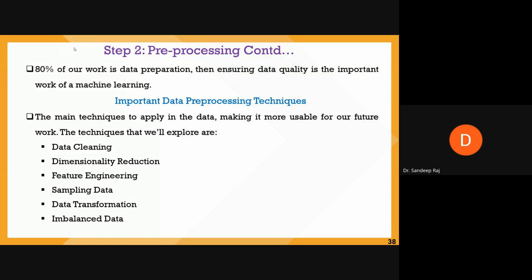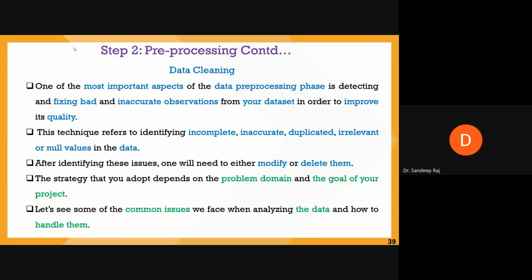80% of our work was involved in the data preparation, because the data we collected was from the ground. So ensuring data quality is also important for machine learning work. There are main techniques to apply to the data to make it more usable for our future work. Data cleaning can be done, sampling the data, data transformation, or handling imbalance problems; such techniques can be followed. One of the most important aspects of the data pre-processing phase is detecting and fixing bad and inaccurate observations from the dataset in order to improve its quality.